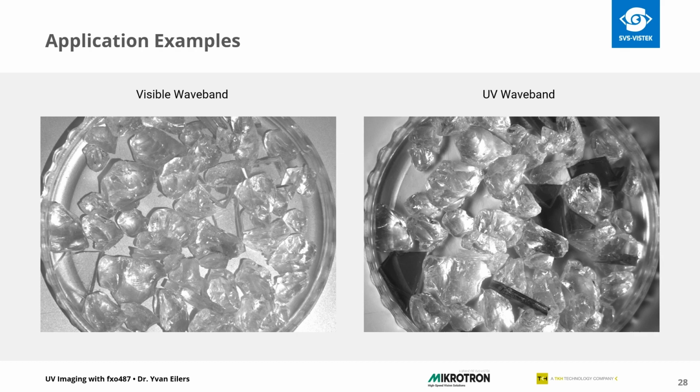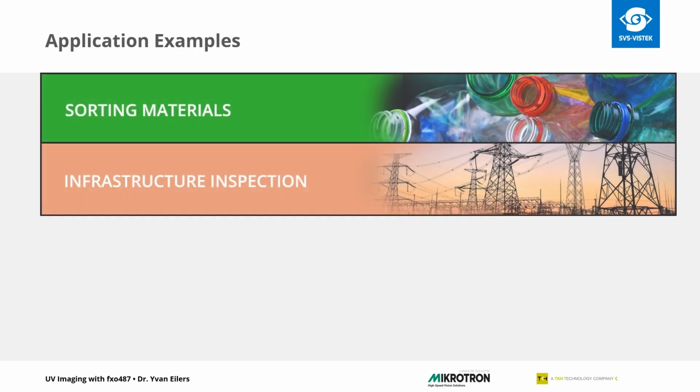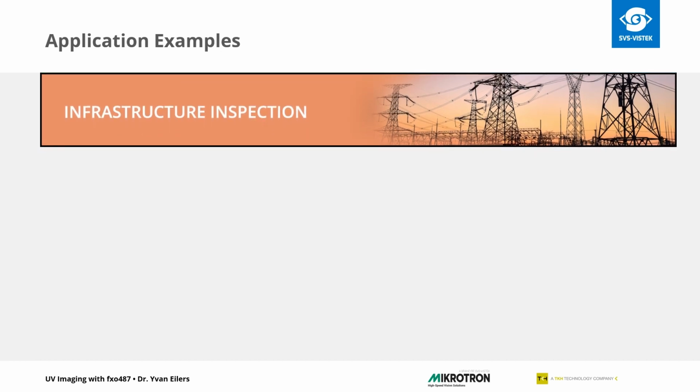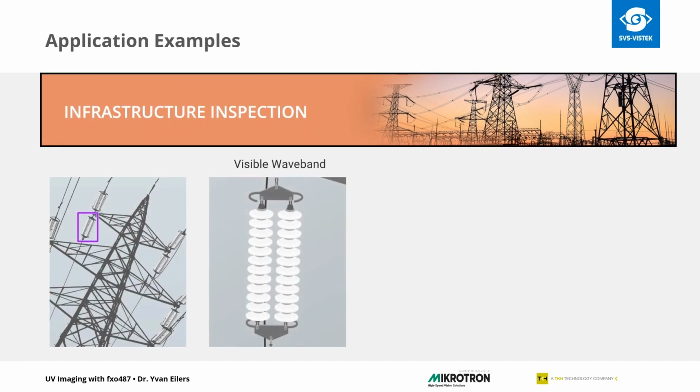In addition, the UV camera can be used for the inspection of infrastructures, in our example specifically for the inspection of power grids and overhead lines. Overhead transmission lines use strain insulators to prevent the power lines from being in touch with the ground. Too much electrical stress can break down the insulator. Simply put, in that case, electrical discharges occur from the power line through the body of the insulator.